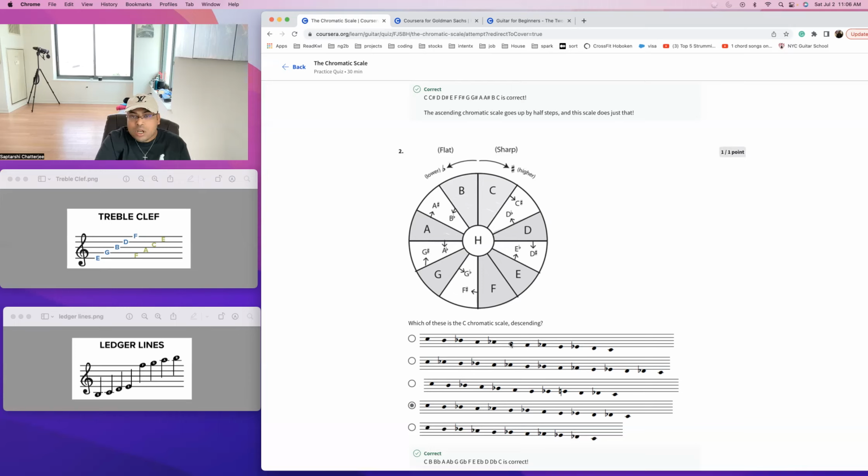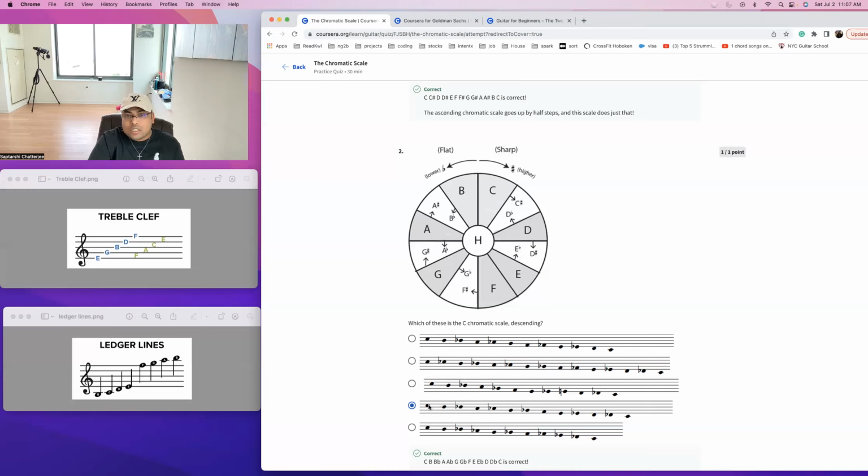Then half step down G, and the half step down from there would have been G flat here, but they are going from G to F. So this is wrong, right? Because in a chromatic scale, we need to cover every half step. So we can cancel out all these options where there is no half step down from G to G flat, right? So we can cancel out this, this, and this. Only the half step down here is shown, so this is the right answer.